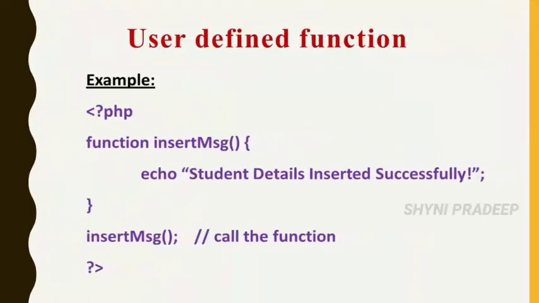So next let us see an example of a user defined function. This is the opening tag and this is the closing tag. Here the function is declared. You have to start the function with the keyword function. So function is a keyword. Next, what is the function name? Insert message. Insert message is the function name. After that, curly braces. Within the curly braces, one statement is given: echo student details inserted successfully.